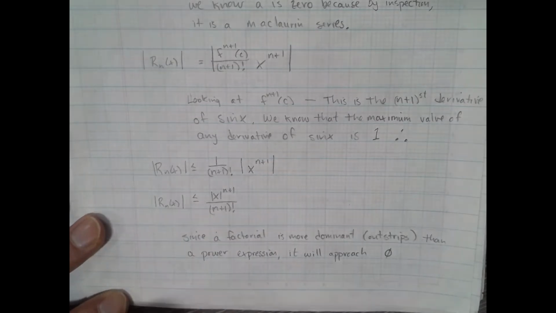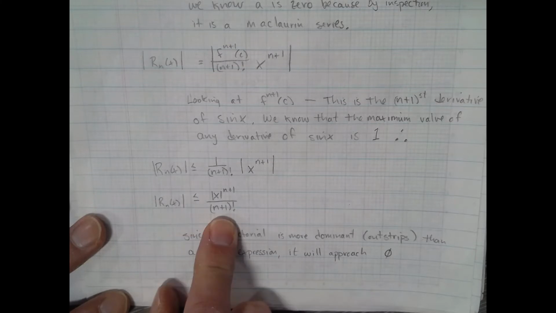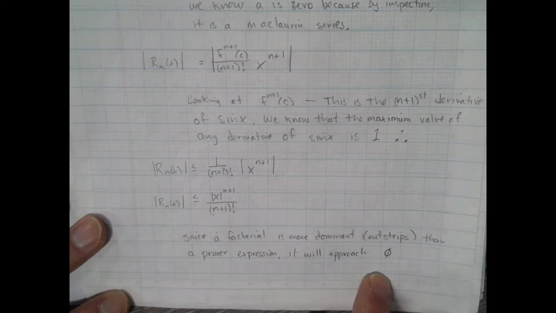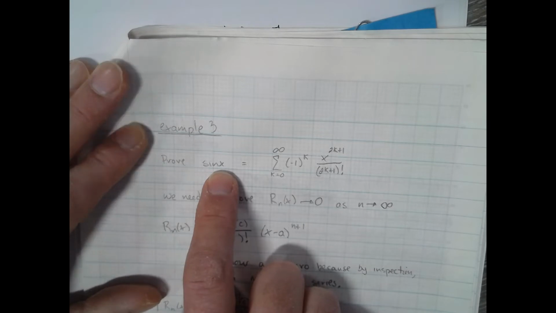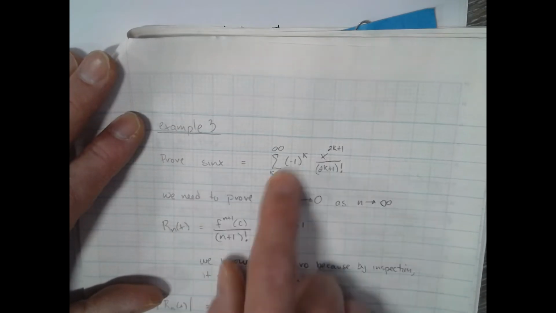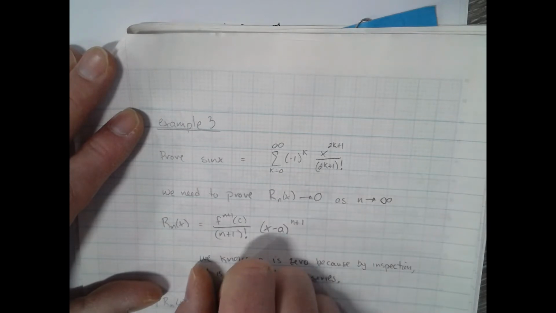So remember, this represents the error for sine x, and if we say that this goes to 0, then we know that the error will eventually go to 0, and if the error goes to 0, then we can safely say that sine x is this series when n approaches infinity.